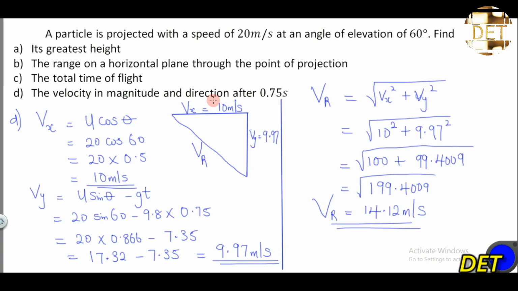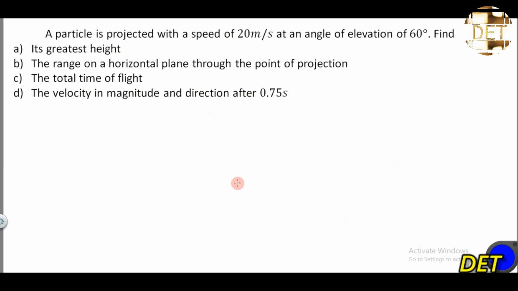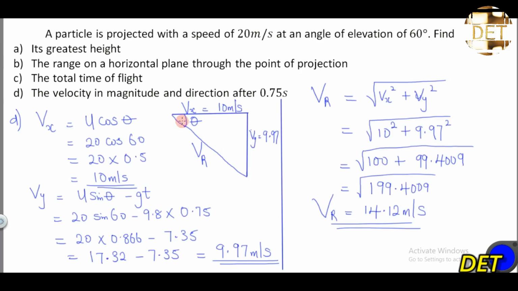So the next thing that we are asked to look for is the direction. At what angle? So we are asked to calculate the direction. How do we go about that? Since we have this representation already, my theta would be here, right? So you should know that tan theta is equal to opposite over adjacent.